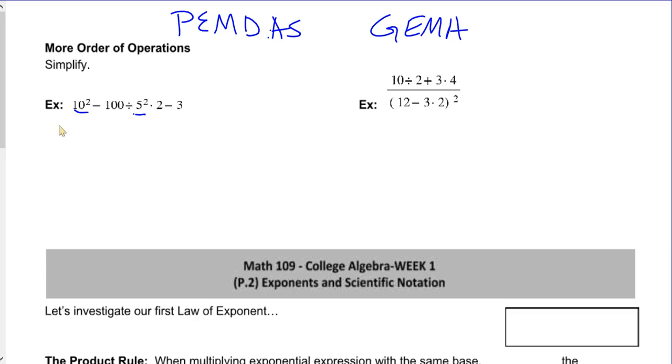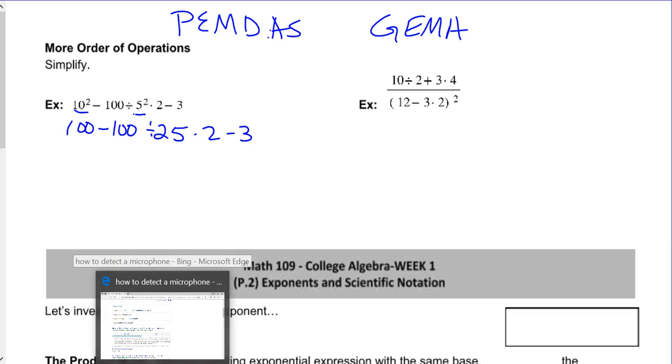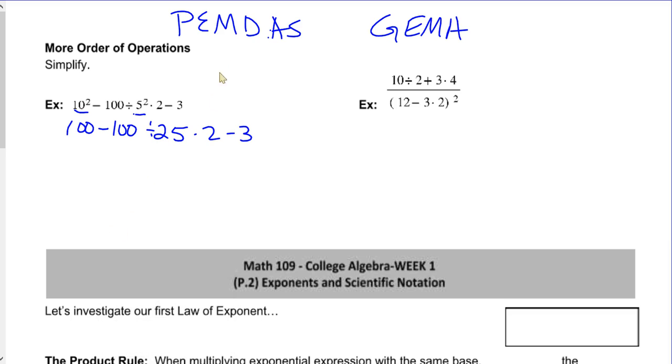So I'm going to go forth and just do those exponents. Now remember, exponents, you take 10 and multiply it by itself 2 times. So 10 times 10 is 100 minus this 100. Now be careful, don't subtract it just yet. Divide by 5 squared means I need to do 5 times 5, which is 25. Times 2 minus 3. Now, don't go too fast here. No more exponents. We're done with that. Now we have to look here.